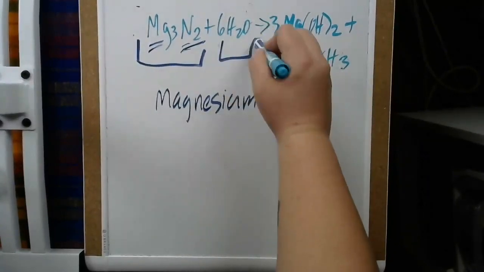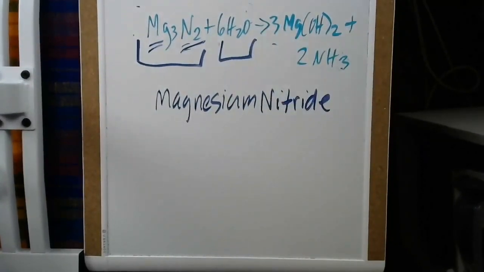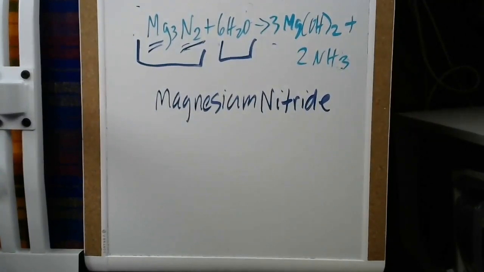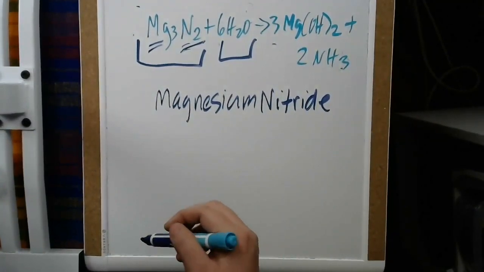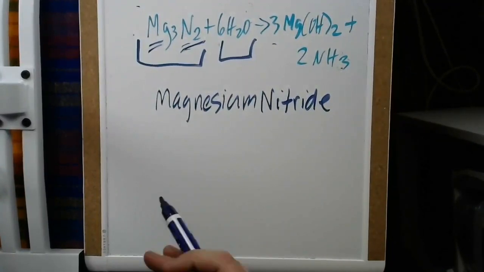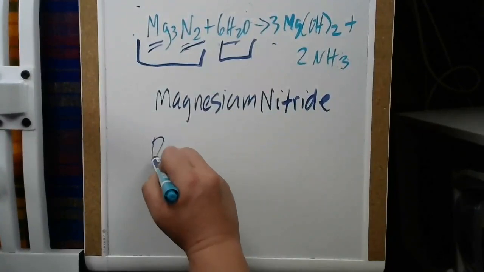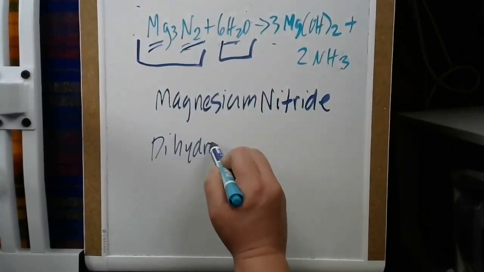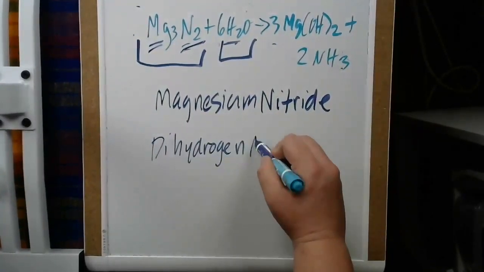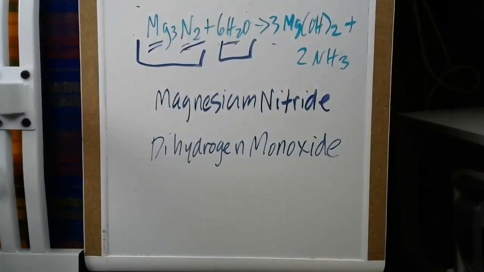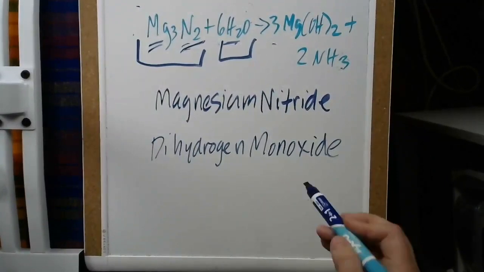Okay, we all know that this is water. Water is a molecular compound because it's made of 2 nonmetals. So if we were going to name water in the IUPAC manner, there's 2 hydrogens here. So that's dihydrogen monoxide. All right.